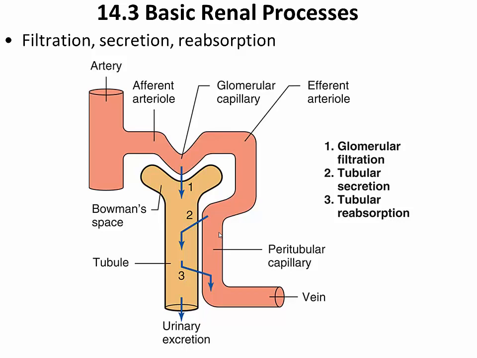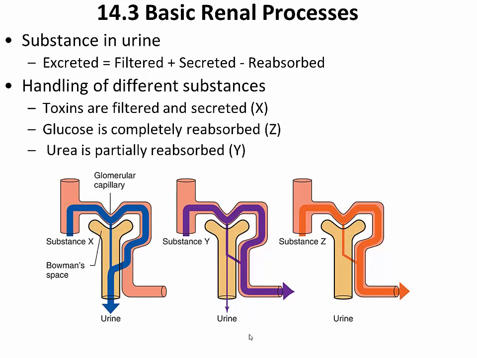The last possibility is this: tubular reabsorption. And so this process, of course, is for items that were filtered but that the body wants to hang on to. And so these items are actively transported back from the ultrafiltrate into the blood. Glucose would be a good example of this. 100% of the glucose that's filtered is reabsorbed via tubular reabsorption back into the blood. So ultimately we see that the amount of a substance that's found in the urine is equal to the amount that's filtered plus the amount that's secreted minus the amount that is reabsorbed.